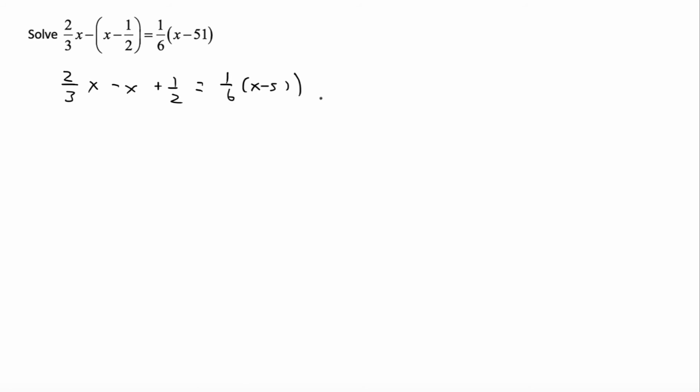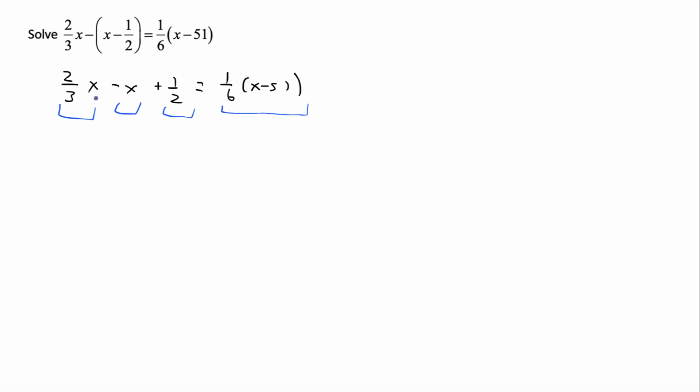okay? So the whole point of doing that was just to identify what our terms are. But we also see this 1/6 times, in parentheses, x minus 51. So these terms actually go together. So we have this term here, we have the 1/2, we have the x here, we have the 2/3 x here, okay? So what we want to do is multiply each term by the LCM.